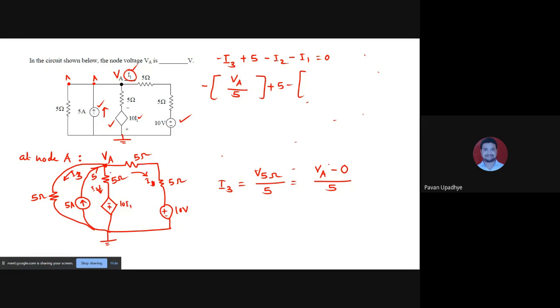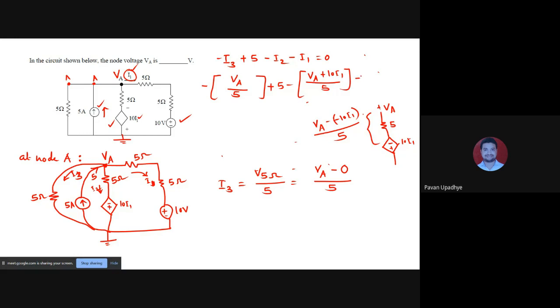I2 is, look at this carefully, a current through 5 ohm in the circuit, and the 5 ohm is of this manner. 5 ohm is over here. Here it is VA and here it is minus 10 I1. Okay, plus VA we can say. What is voltage difference across this? It is VA minus of minus 10 I1. And current will be divided by 5. So that is why we can write VA plus 10 I1 divided by 5.